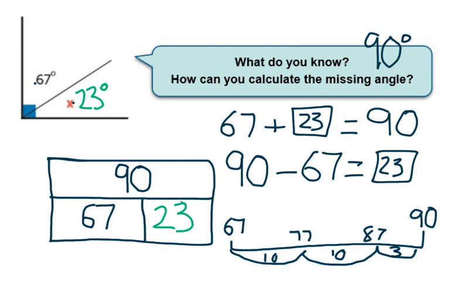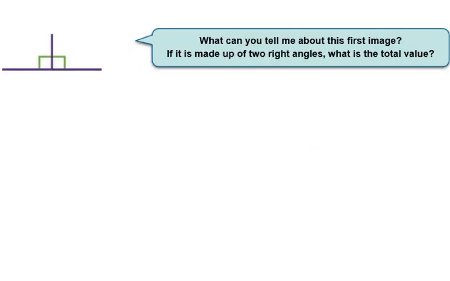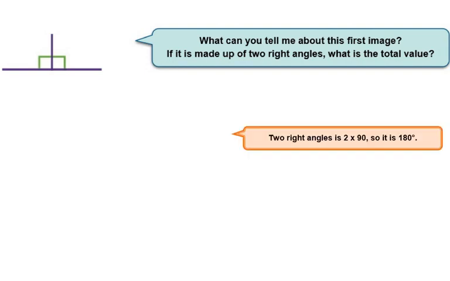Okay, so that's a right angle. What about this one? What can you tell me about this first image? If it's made up of 2 right angles, what's the total value? Now, we know this because I said this at the beginning. If you remember, right back when we were looking at what we know about angles, we know that 2 right angles is 2 times 90, so it's 180.